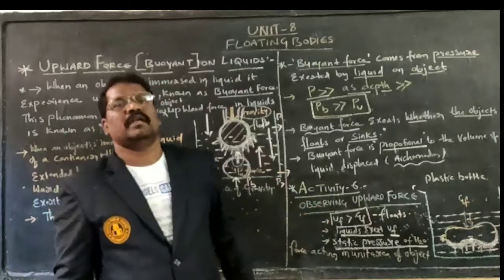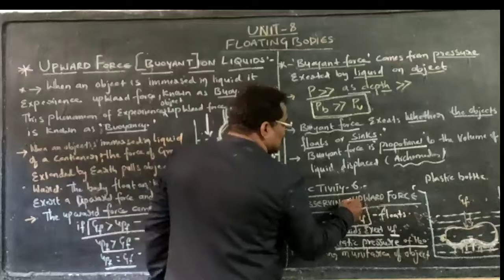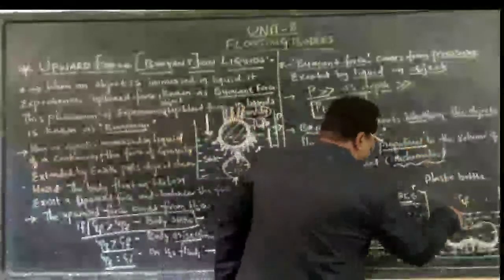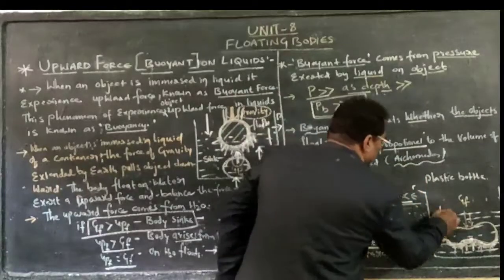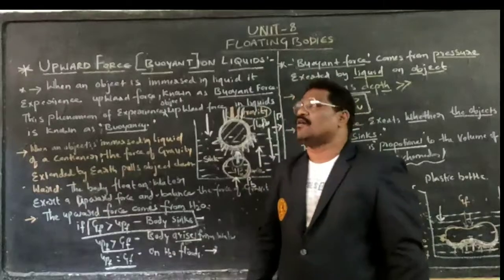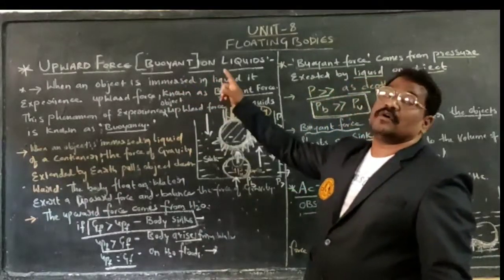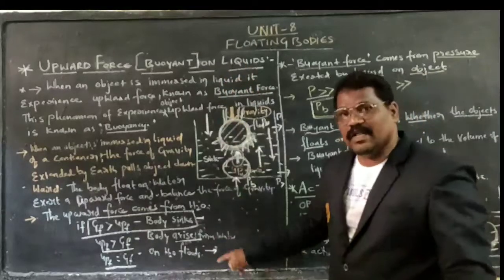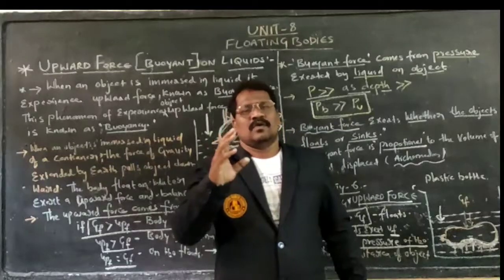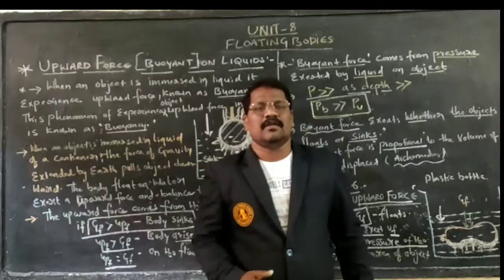By this we have completed. We understood clearly, and observed clearly, that there is an upward force on an object. Where does this upward force on the object come from? It comes from the liquid. By this we have completed our topic, upward force or buoyant force on liquids, and Activity 6. Try to analyze this activity, try to see it a number of times and gain knowledge on this activity. Thank you, children.